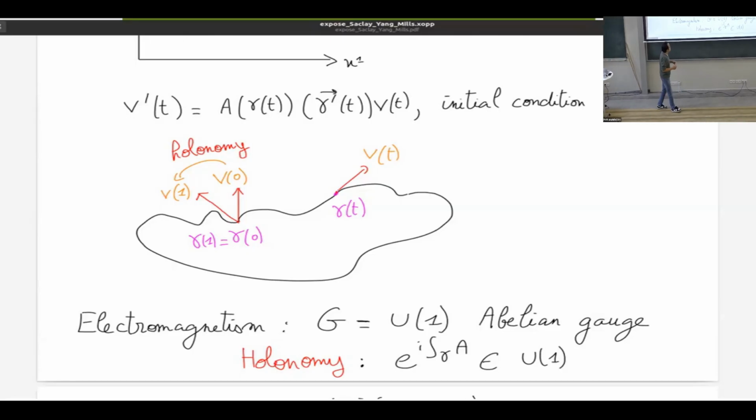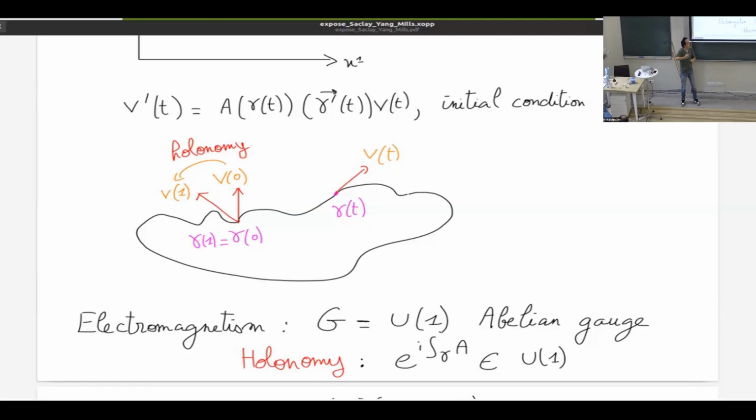If you are not familiar with connections, just think about electromagnetism. In this case, the gauge group is U(1), the circle. That's why it's called abelian gauge theory, from what I understand, because the group is U(1). The holonomy is very easy to calculate. You take your differential form A, integrate it along the curve gamma, and compute e to the power i times the integral of A over gamma. It gives you a complex number of modulus 1, which is the holonomy of your connection.